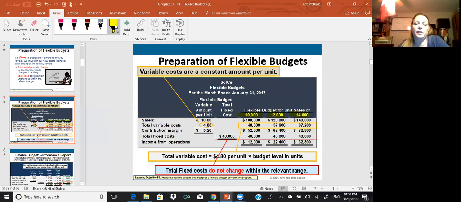But the concept's still the same. So like here, we know that our sales are $10 per unit. Our variable costs are $4.80 per unit. And here's our contribution margin. So if we sold 10,000 units, we know what our sales are going to be at $10, what our variable costs are going to be, our contribution margin. So we basically adjusted our budget based on what our actual sales were.